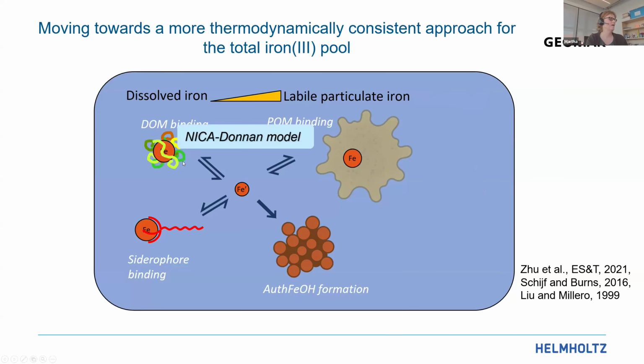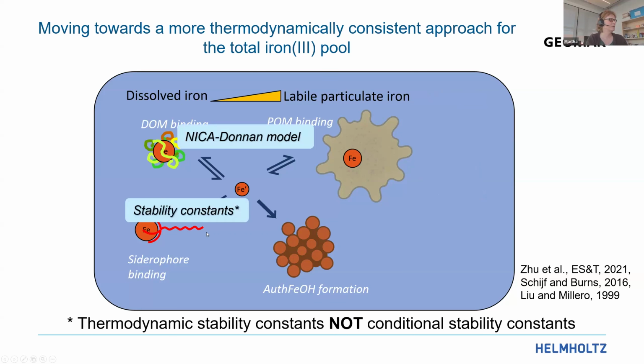So we're going to describe our DOM and POM binding with the Nicodonon model. And we're going to use stability constants to look at siderophores. These are not conditional stability constants, they're thermodynamic stability constants. And then we're going to use a solubility product to look at orthogenic ion formation. And these models have all been parameterized to varying degrees of confidence over the past 20 years or so. Some of the parameters are available in these references here.